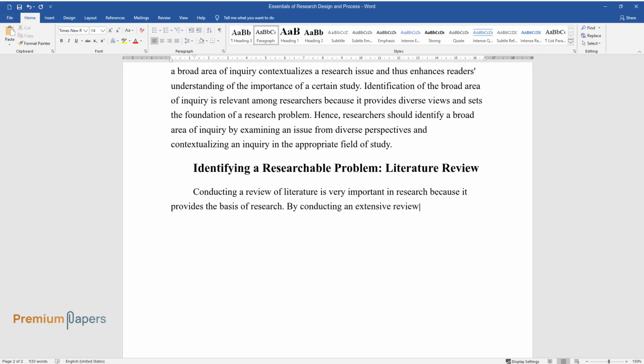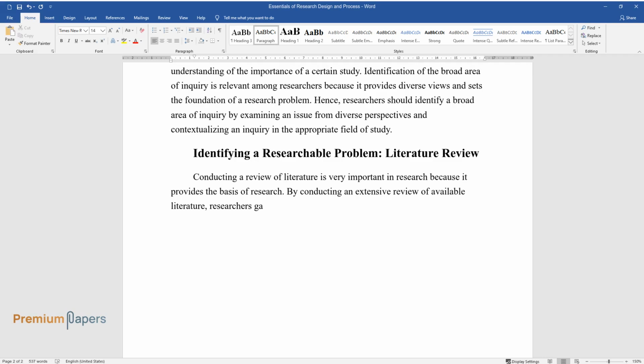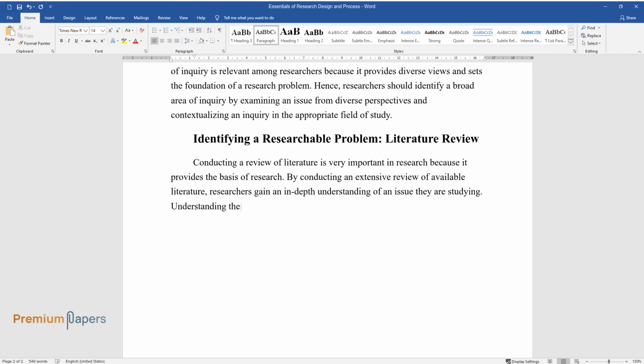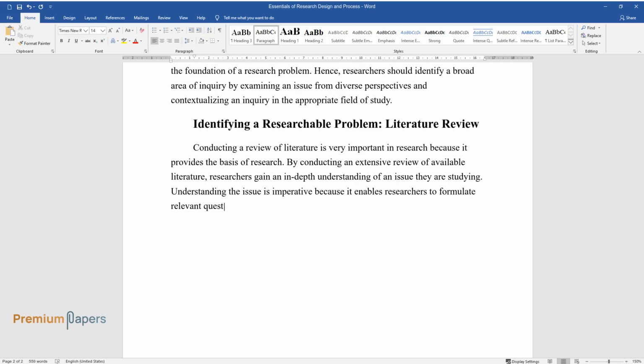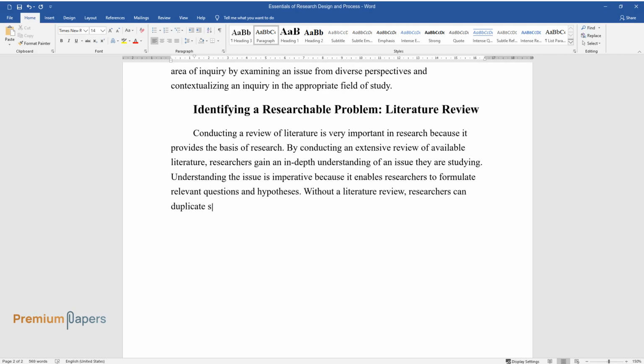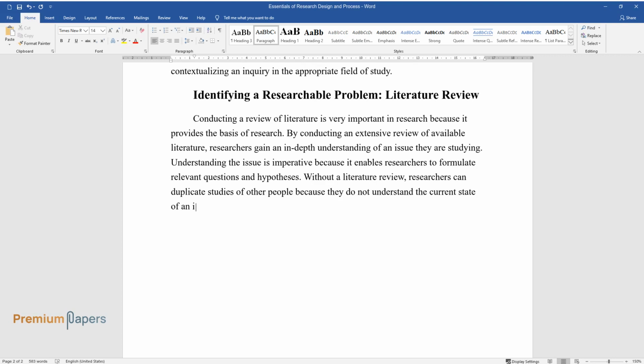By conducting an extensive review of available literature, researchers gain an in-depth understanding of an issue they are studying. Understanding the issue is imperative because it enables researchers to formulate relevant questions and hypotheses. Without a literature review, researchers can duplicate studies of other people because they do not understand the current state of an issue that they are struggling to study.